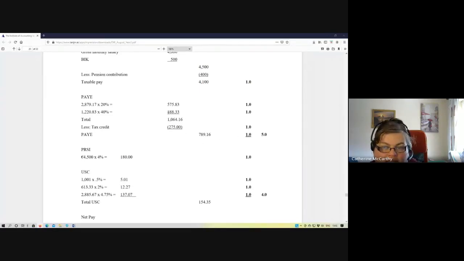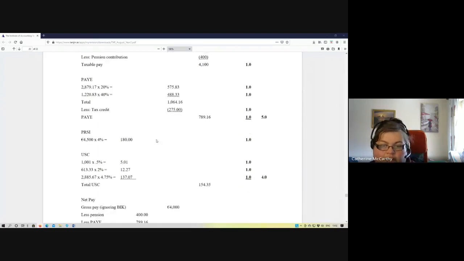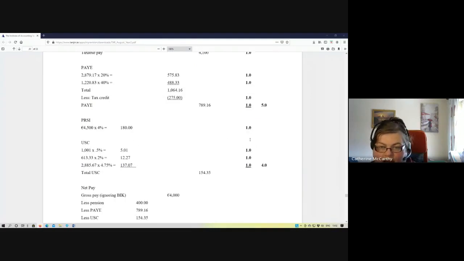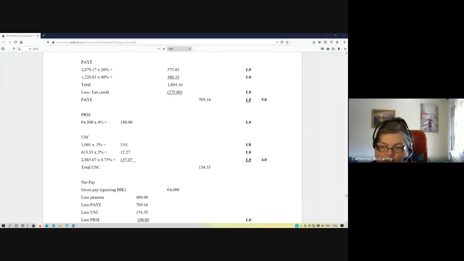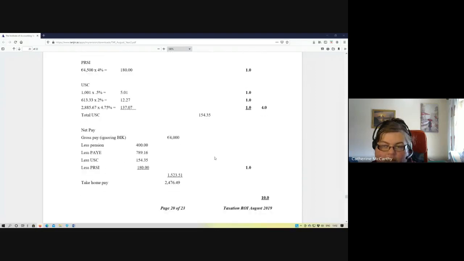So even if you got some part of this wrong up here, you're still getting marks for the part you do correctly. PRSI at 4% is a mark. Then for your 3 rates of USC, you get a mark for each of them, and a mark for adding them all up. Then for bringing it down here, you get a mark for that, broken down into a quarter of a mark each for taking off the pension, the PAYE, the USC and the PRSI. So even if your figures are wrong here, you still get your mark for minusing them off to come up with your net pay.